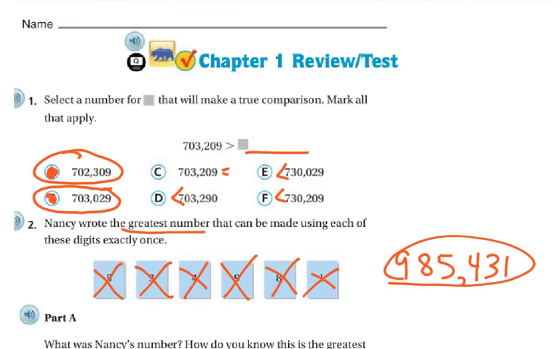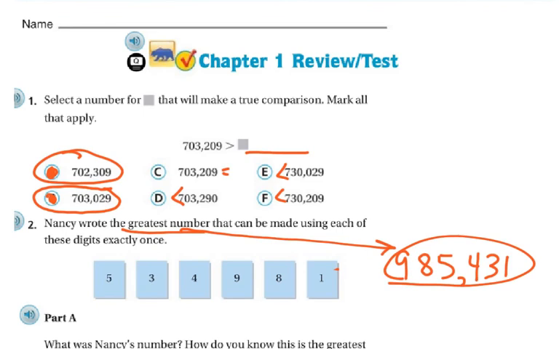Now, just in case the test has this on it, I want to go back. So if that is my greatest number, this is the answer. What would be my least number? I would do the opposite, right? So I would start with the 1. Then I would do the 3, then I would do the 4, comma, then I would do the 5, then the 8, and then the 9.